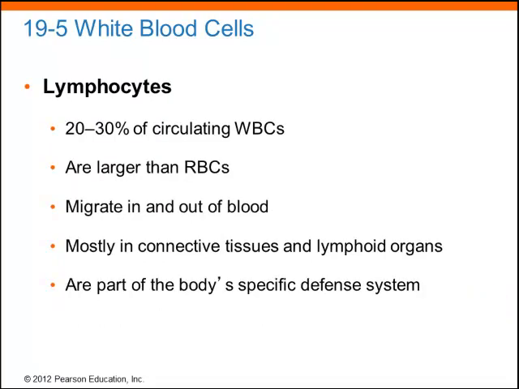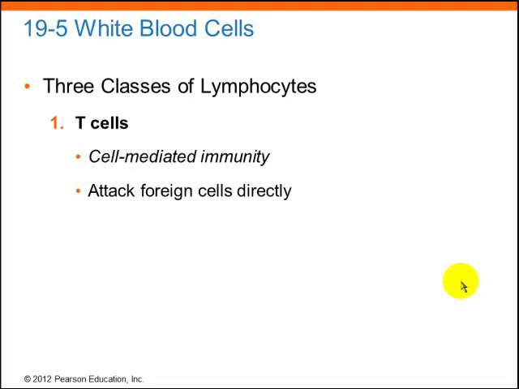Lymphocytes, 20 to 30% of the circulating white blood cells, can move in and out of the blood. Remember that most of them are found out in your body tissues. All of your lymph organs are called that because they're full of lymphocytes. Your tonsils, all your lymph nodes, your thymus gland, and the spleen, just chock full of them, and they're scattered throughout other tissues as well. And lymphocytes have a very particular role to play in the immune system, so we'll talk about them later.